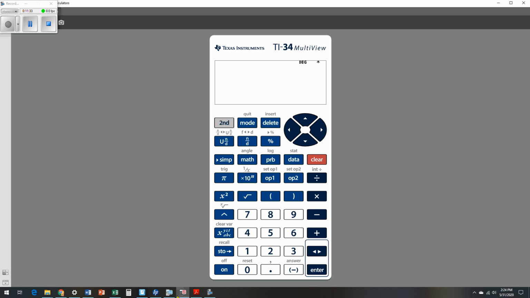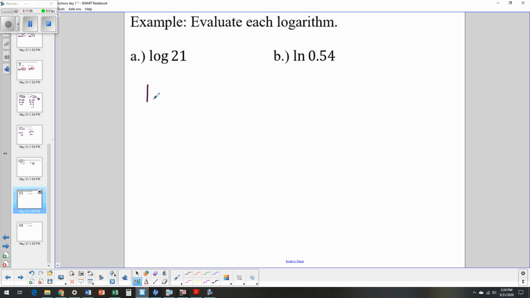So we are going to find log of 21. So I'm going to go to my TI-34. Remember, log is here, so I'm going to have to hit second and then that button. And now you see I have log here and natural log here. So I want log, so I'm going to hit enter on log, 21, and I get my answer. So let's round it to three places. So I'm going to say 1.322. And that's the answer. That's all I have to put.